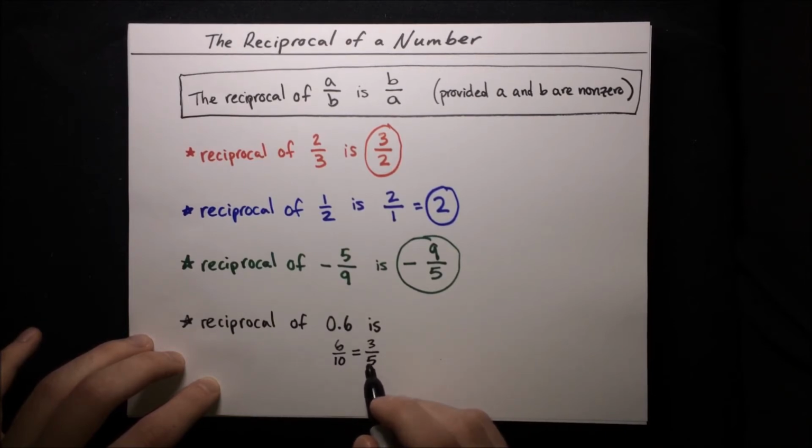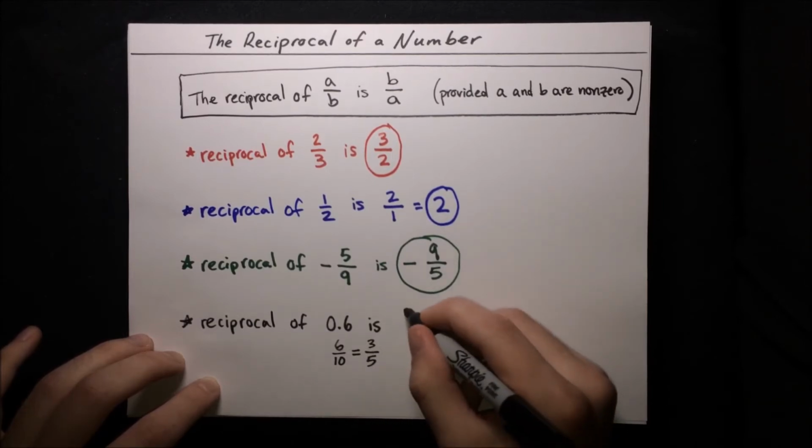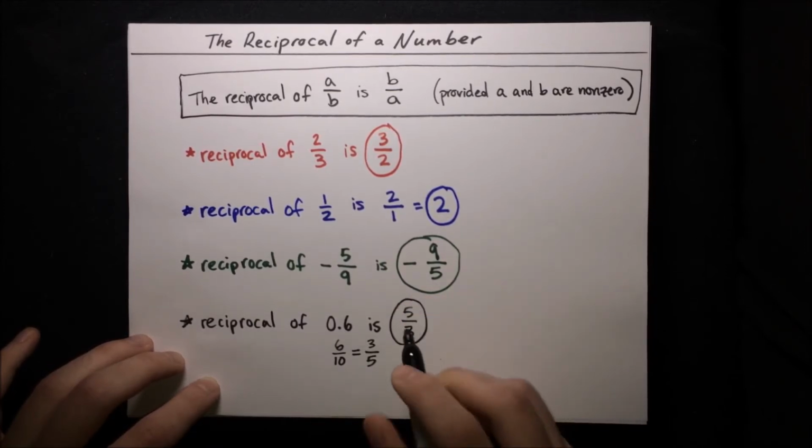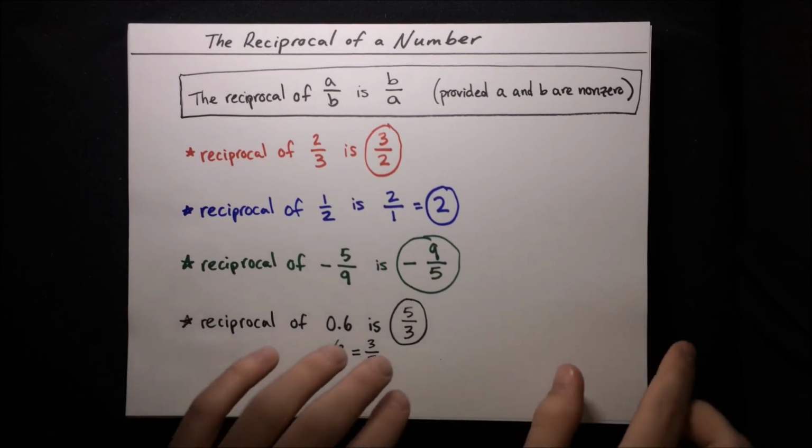And now we can just take the reciprocal of 3/5. And to do that, we just have to flip the fraction. So just 5/3. So there we go. There is the reciprocal of 0.6.